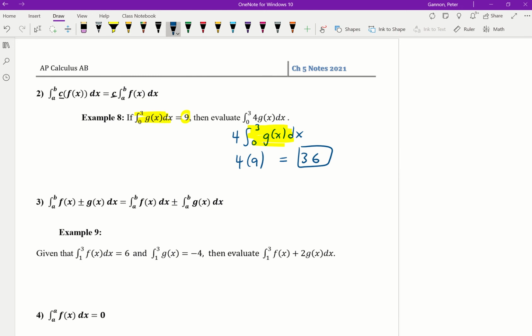So there are definite times where understanding these properties can help you work through these problems. And again, it really depends on what information you're given.